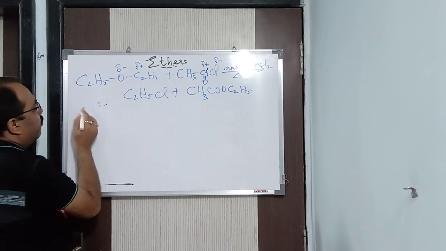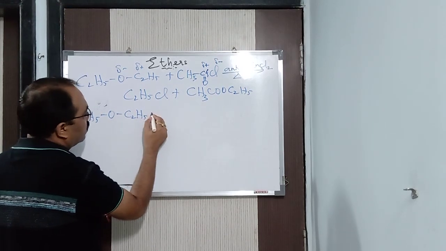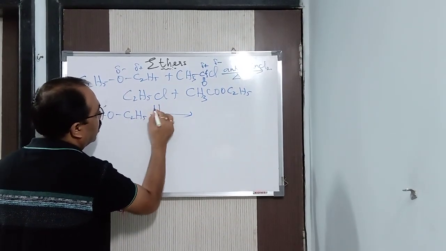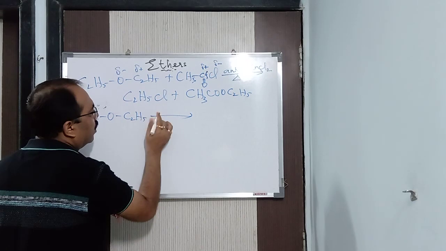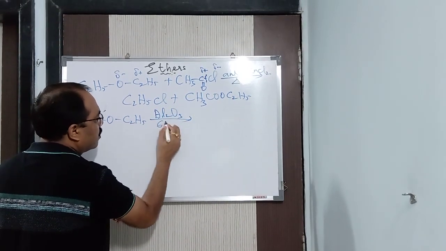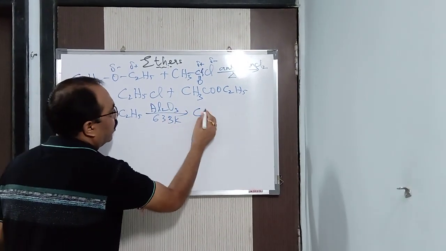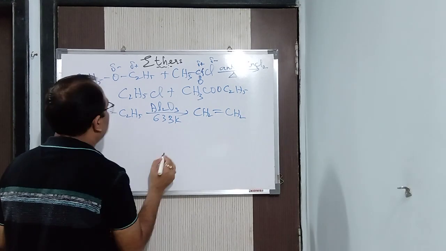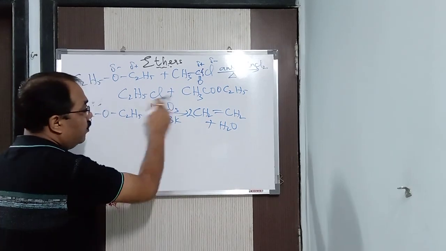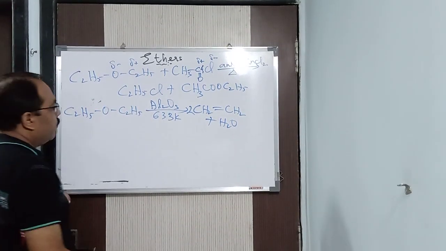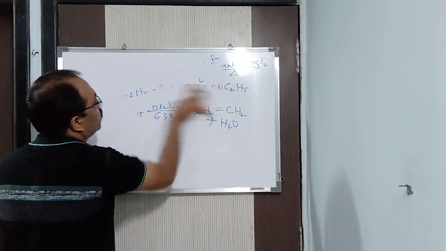Now next, we have seen the dehydration reaction. Like ether, when it is heated, we have seen it in the alcohol chapter. Once more I am saying, when ether is heated with concentrated H2SO4, or let me say another one, Al2O3 at 633 Kelvin, what am I going to get? I am going to get ethene, CH2=CH2, 2 molecules, plus water, because alumina acts as a dehydrating agent. Clear? In this way.